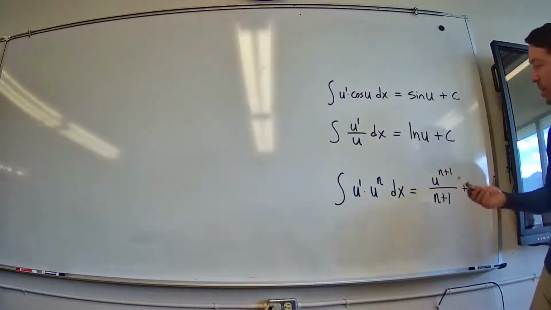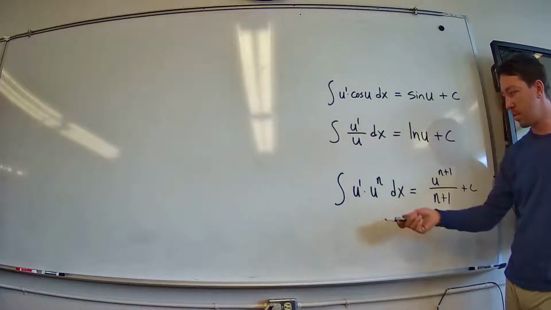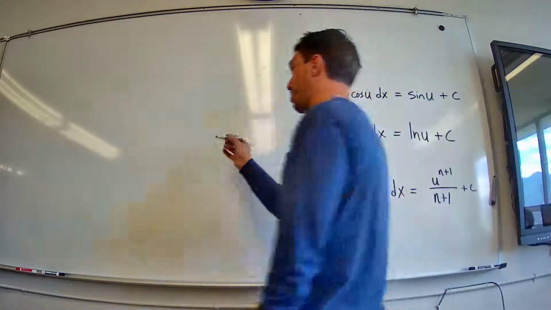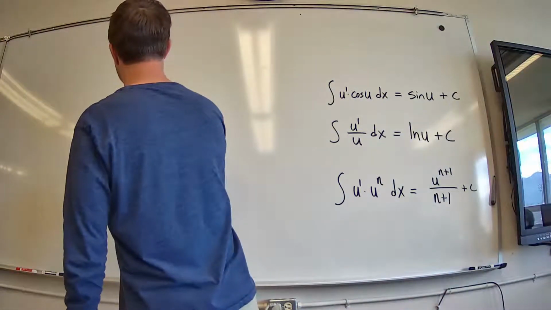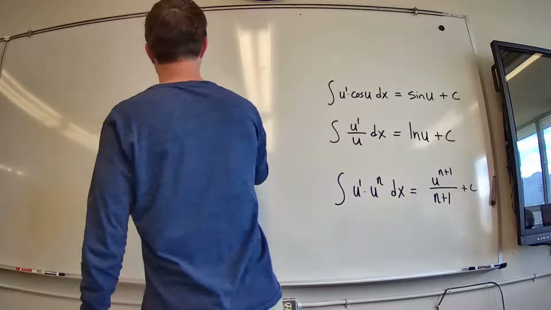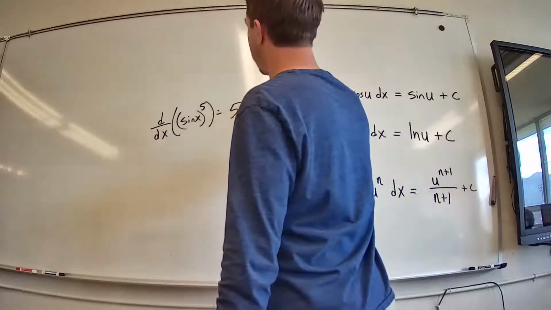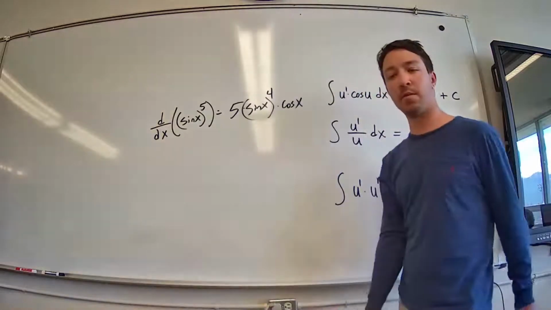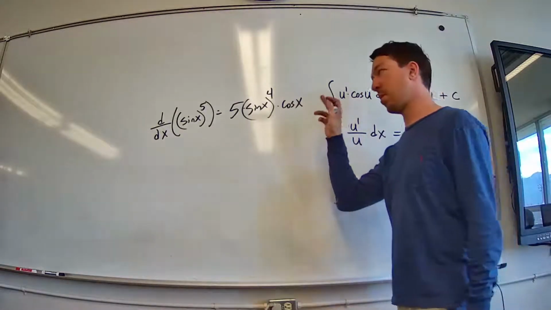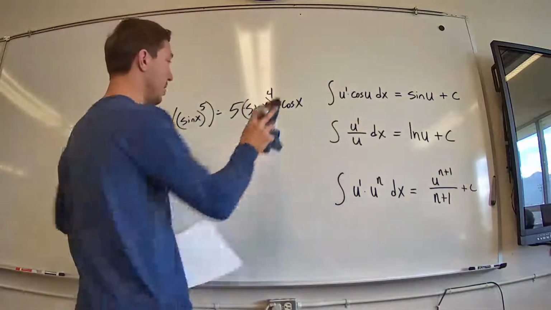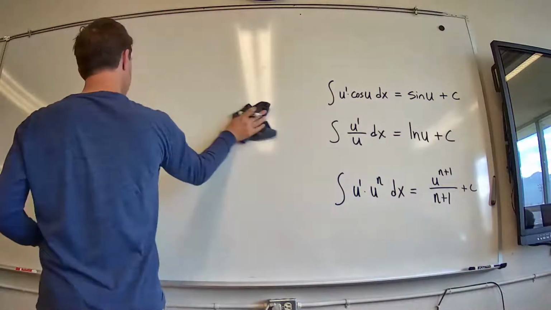I'll give you a quick example. The chain rule tells us that the derivative of sine of x to the 5th power would be 5 times the sine of x to the 4th power times the cosine of x. That's the chain rule for derivatives. So the integrals just go in reverse.